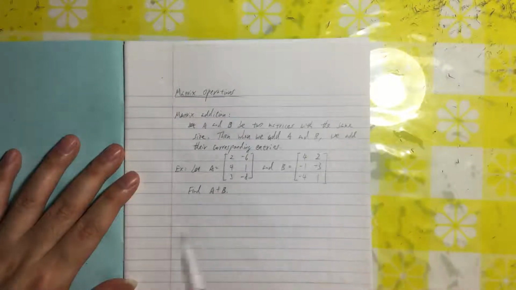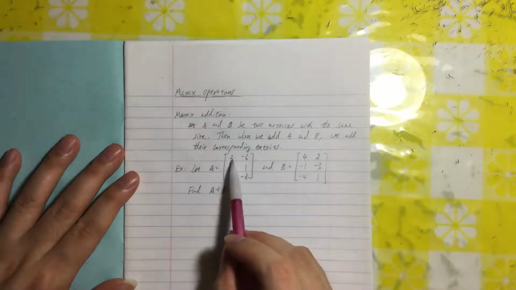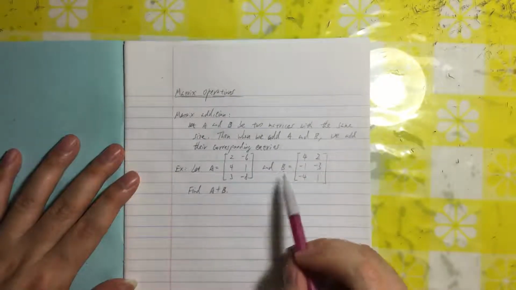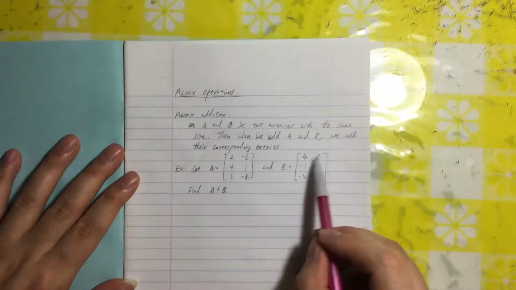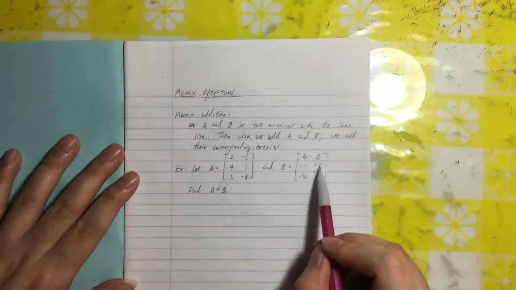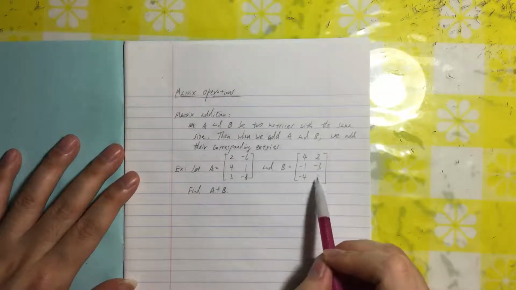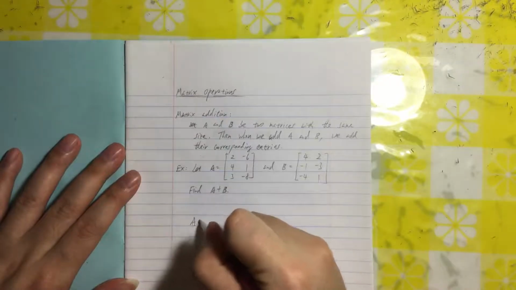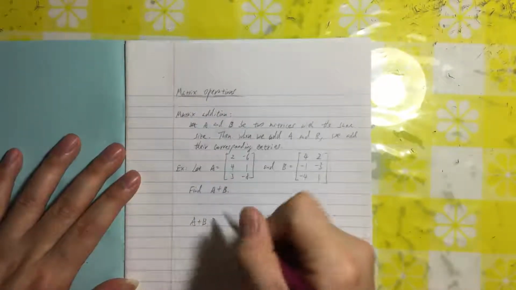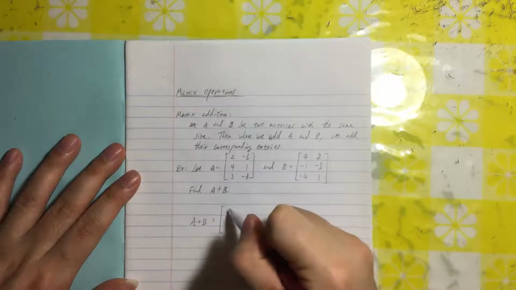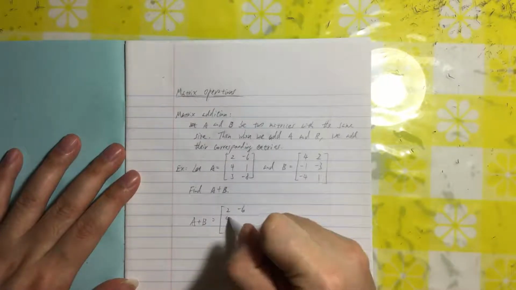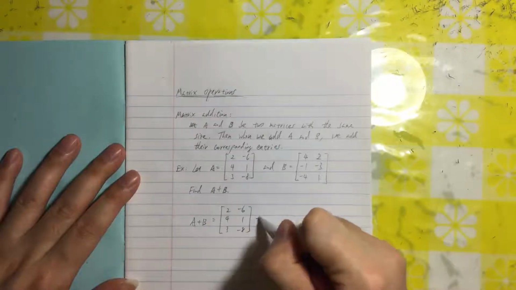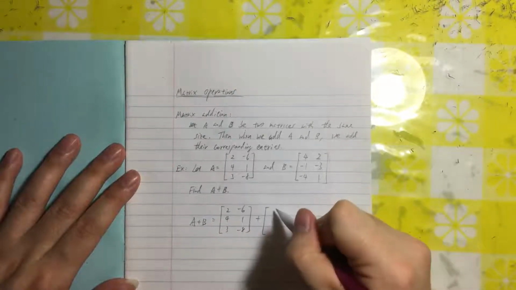For example, let A be the matrix 2, negative 6, 4, 1, 3, negative 8. And let B be the matrix 4, 2, negative 1, negative 3, negative 4, and 1. Find A plus B. We will try to add A and B together. We try to add their corresponding entries. That's matrix A plus matrix B.